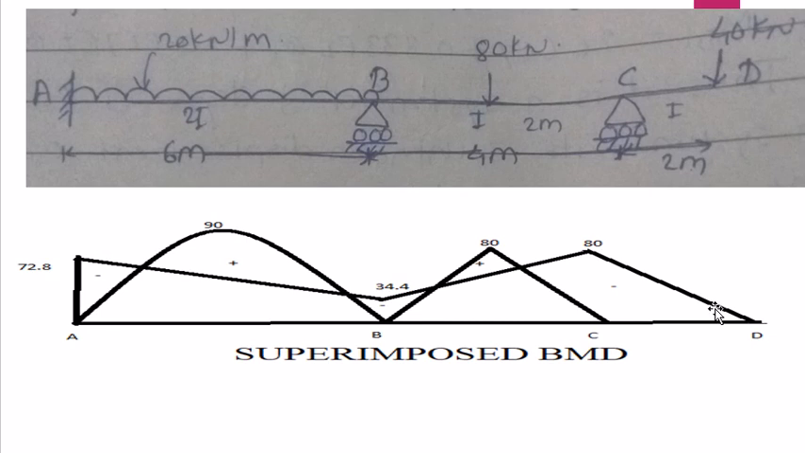According to that, we have to draw the fixed end bending moment diagram. Then this is the free bending moment diagram, by considering span AB as simply supported and BC as simply supported. According to that, we draw this free bending moment diagram. When the fixed bending moment diagram and free bending moment diagram are drawn on each other, you will get the superimposed bending moment diagram.